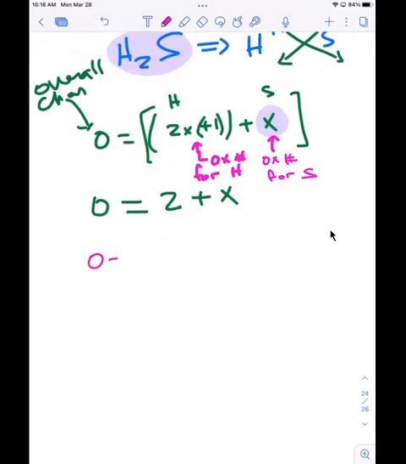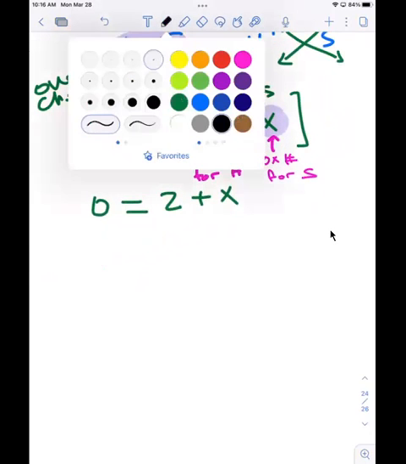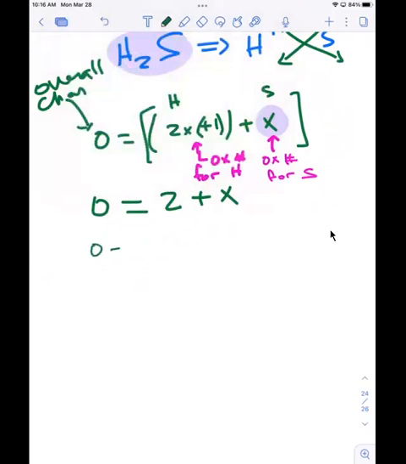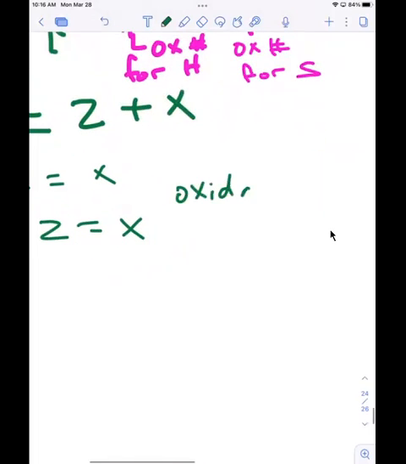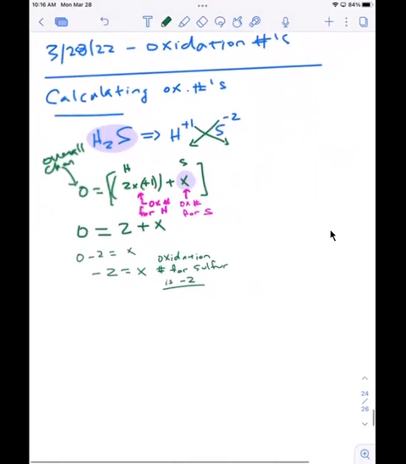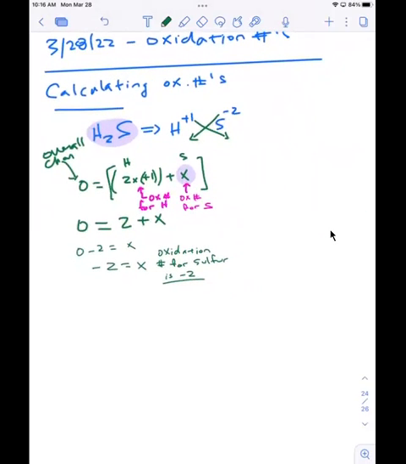So 0 minus is going to be what? 0 minus 2. Is that right? If we just get X by itself. Yes. 0 minus 2 equals X. So minus 2 equals X. So the oxidation number for sulfur is -2. That's how we solve for that. If we know one, we can solve for the other one. And that's why we need those rules so we can know how to set this up.